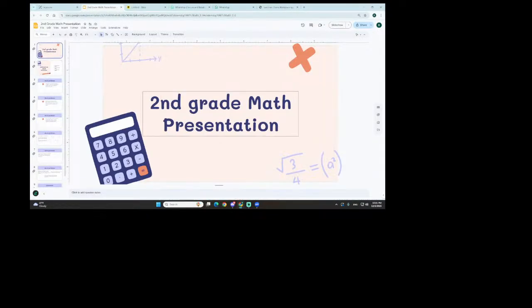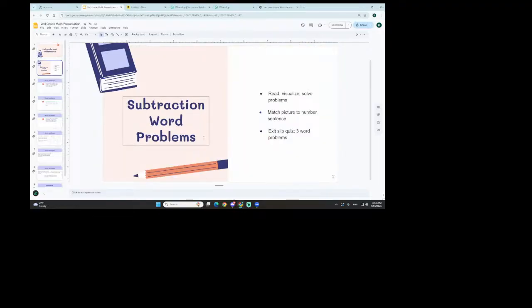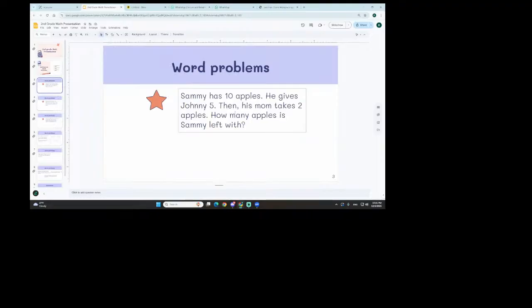Okay, so today we're doing another second grade math presentation, and we're doing subtraction word problems. So we will read, visualize, and solve problems, match picture to number sentences, and then an exit slip quiz, 3 word problems. So let's start with the first word problem.